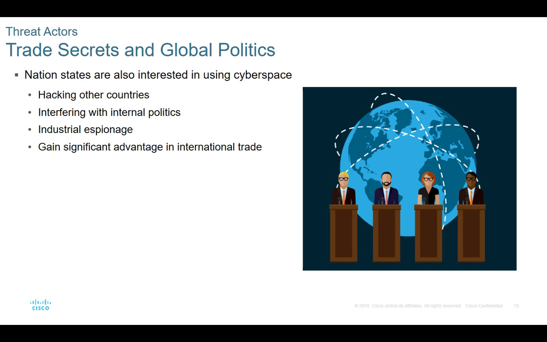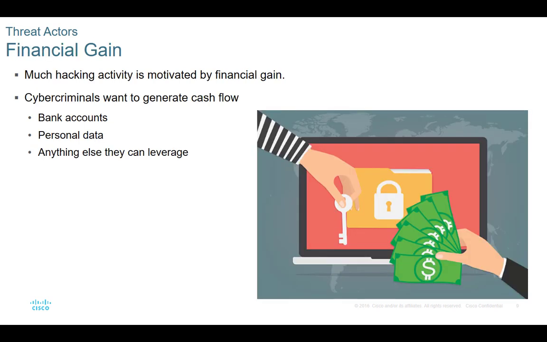Now, of course, a lot of this, as you can see right here on this particular slide, talks about the different trade secrets and global politics behind it. Nation states are also interested in using cyberspace. So just think about it for a minute. The United States government has legitimized this course that you're going through. Once you complete this course, you have what we call a government credential, where, if you're an American citizen, you can work for the government, and it can be in any country as a United States citizen. Okay, so financial gain.